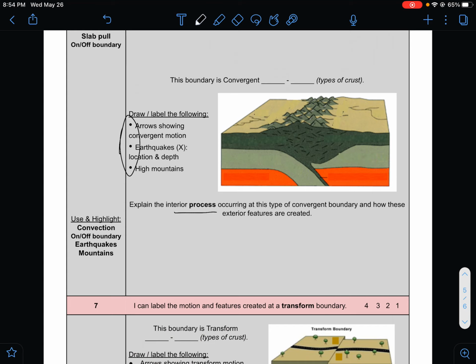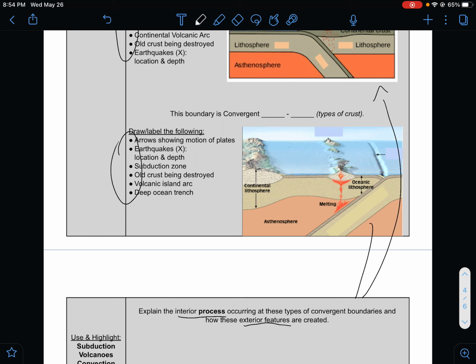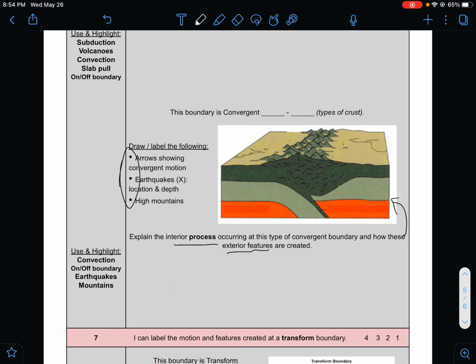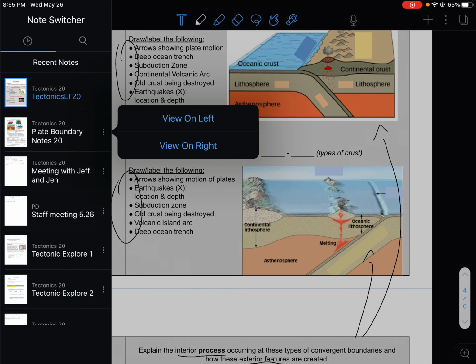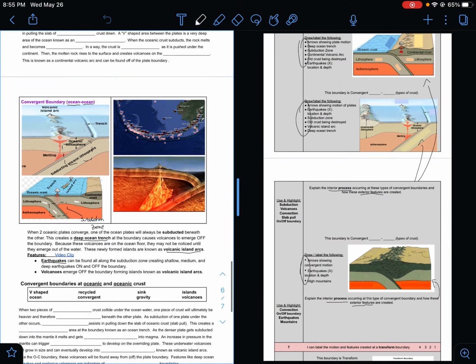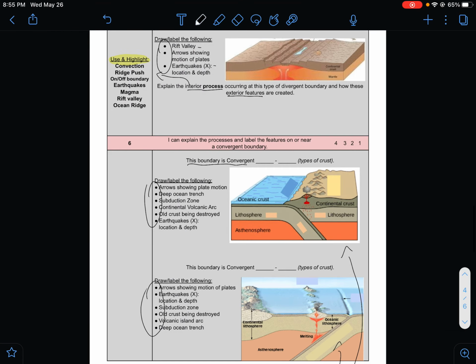And then finally, explain the interior process occurring at this type of convergent boundary and how these exterior features are created. So this one is talking about that picture. This question is talking about both of these pictures, okay? There's something different that happens at these first two compared to that last one. And that's what I need you to show me that you know. All right? Might be helpful for you to drag over and take a look at your boundaries when you're doing your learning targets. You might as well. You spent the time doing it. You might as well use what you worked on and use it on your learning targets.